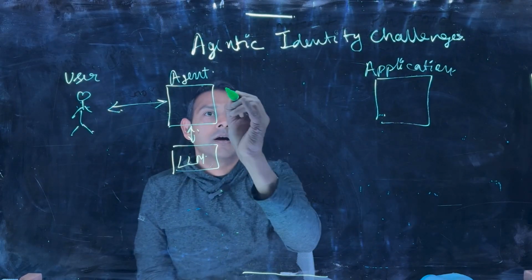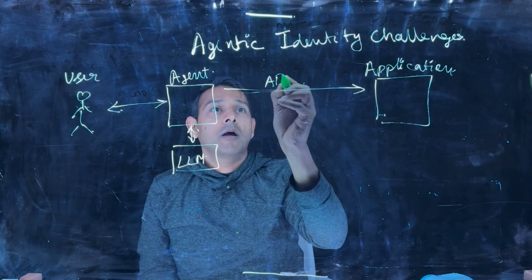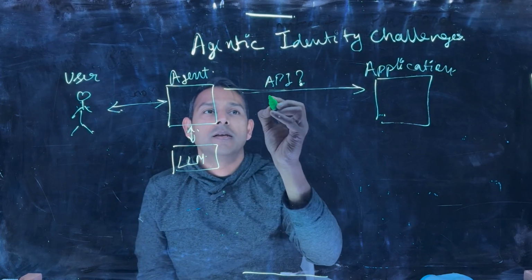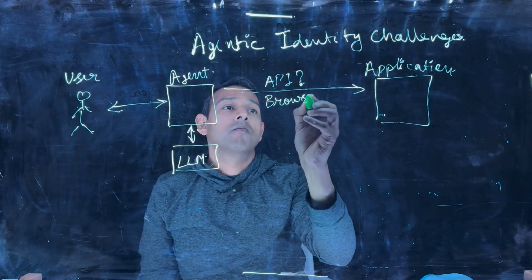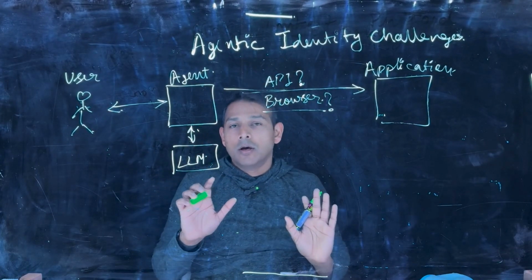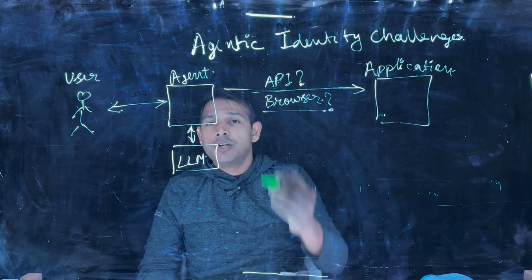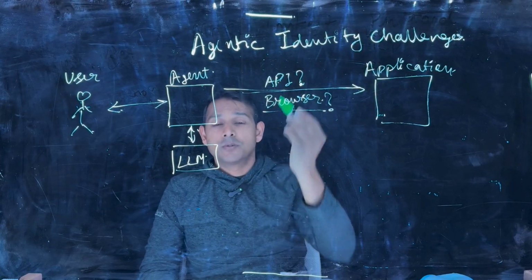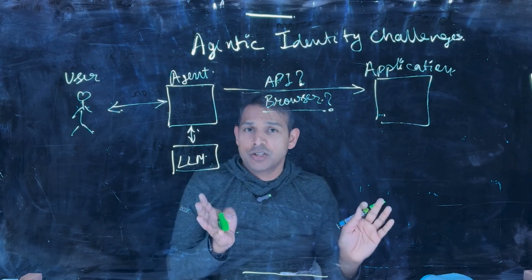One big question is whether this communication with the application is over API, or is it using a browser like a human? Now, each of these is possible. As agents evolve, certain agents may use a browser, certain agents may use API. We're going to focus more of our attention on the API-based interactions today.